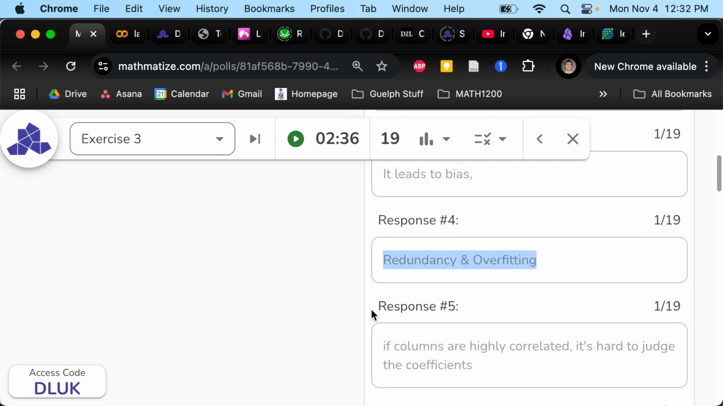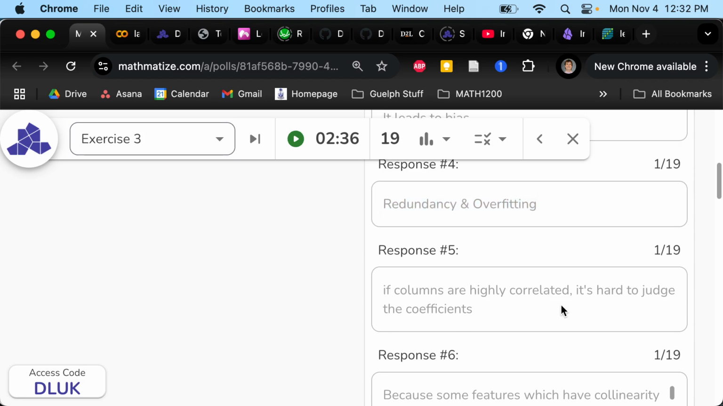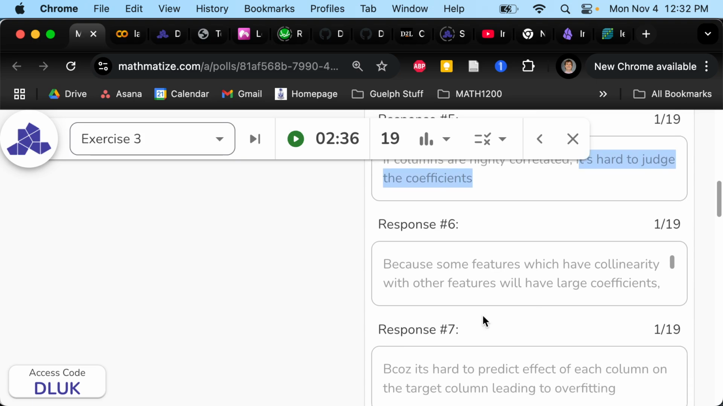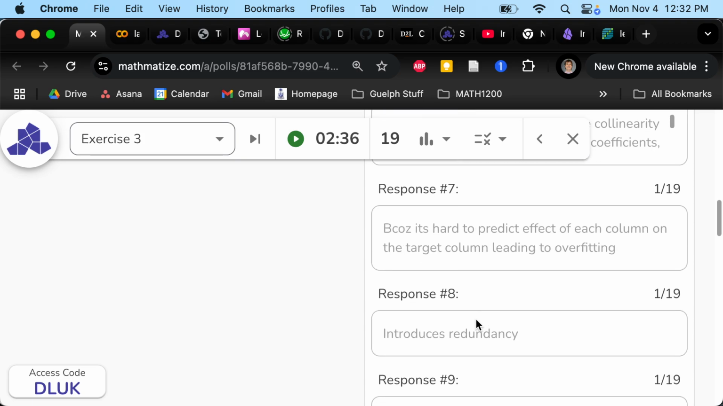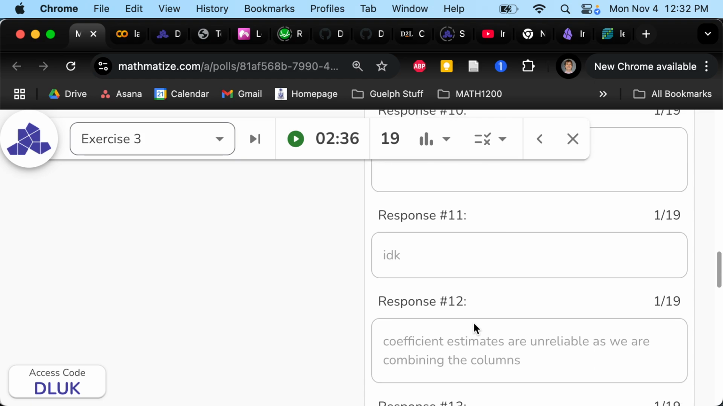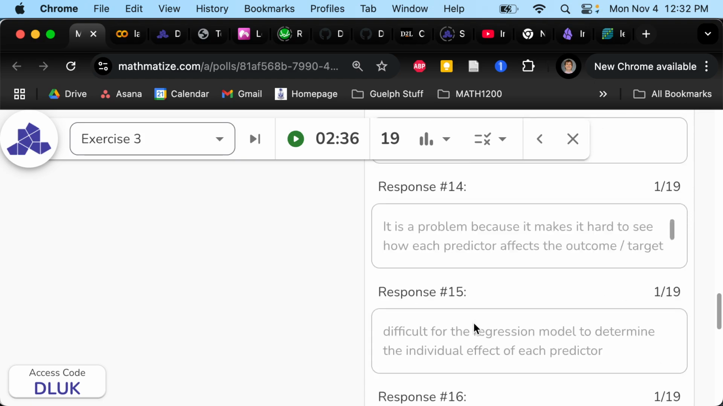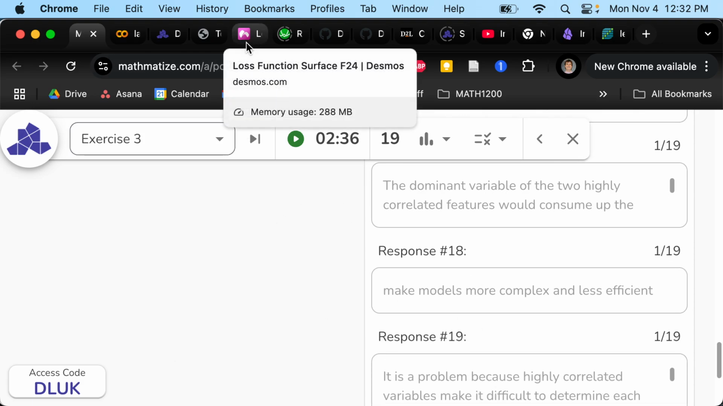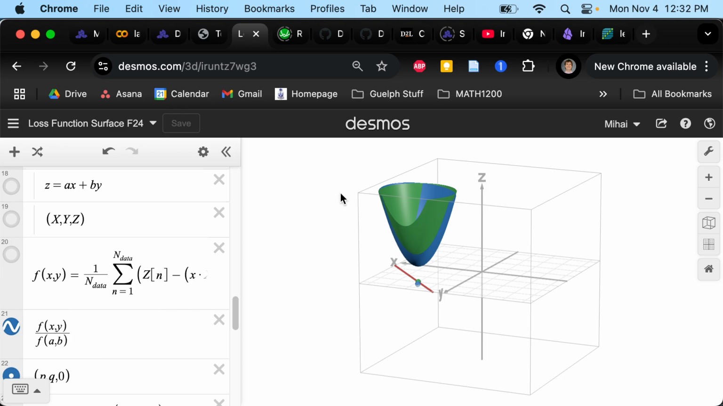These overfitting and stuff, it's not related to that. So it's hard to judge the individual coefficients even though the combinations have some. Okay, so that's the right idea. So I think some people figured it out and some people maybe didn't know. Let me show you a little 3D picture of what it is doing.